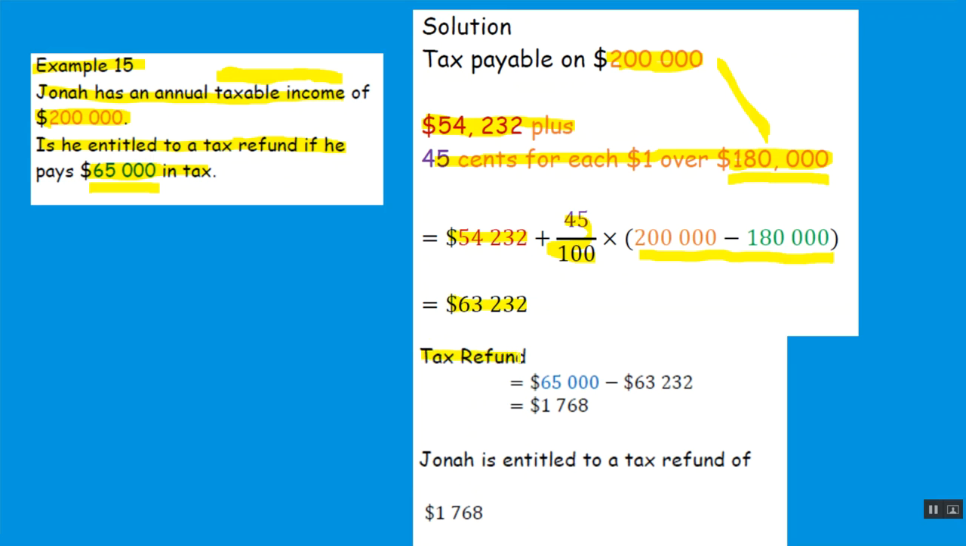Tax refund, we find the difference between how much he paid and should have paid. And if it's a positive number, then that means that Jonah's entitled to a tax refund of this amount, the difference, because he actually paid more than he had to. So if this was a negative number, he would actually have to pay more tax. And that's what we call a tax return when we find that out.